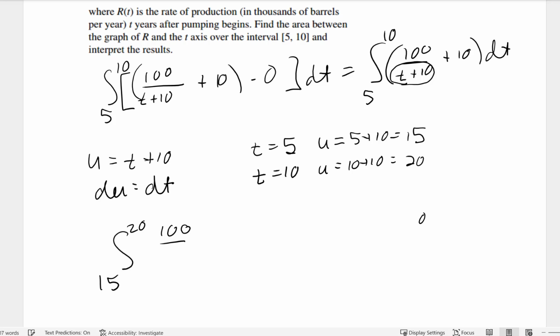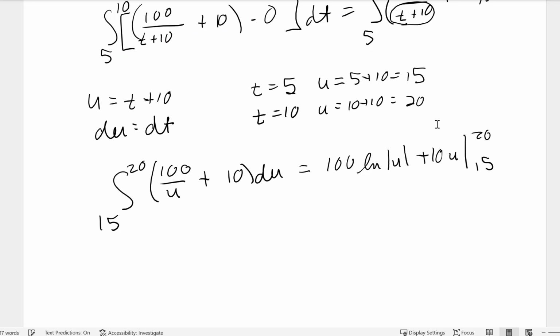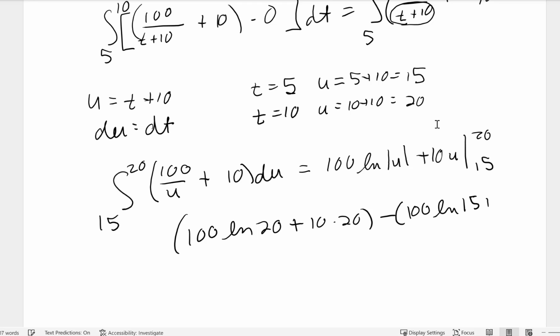The 100 stays the same, this is over u, plus the 10 stays the same, and this is du. When I integrate, 100 over u becomes 100 natural log of u. The 10 gets a u. This goes from 15 to 20. So we're going to plug in the 20. I have 100 natural log of 20 plus 10 times 20 minus 100 natural log of 15 plus 10 times 15. The expectation usually is once I have a natural log, I'm probably going to get a decimal. So I'm just going to plug the whole thing in my calculator at once so I don't have to worry about the decimal. I got a total of 78.768, so I'm just going to call it 78.